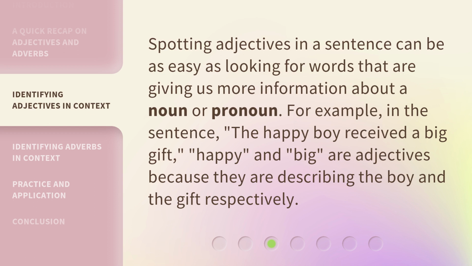Spotting adjectives in a sentence can be as easy as looking for words that are giving us more information about a noun or pronoun. For example, in the sentence, "The happy boy received a big gift," happy and big are adjectives because they are describing the boy and the gift respectively.